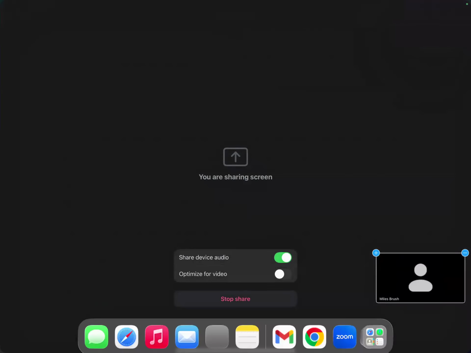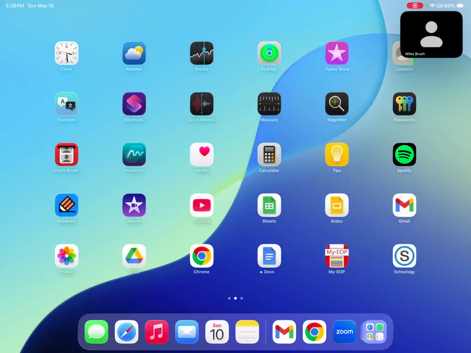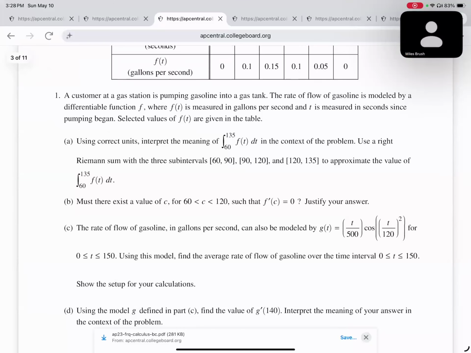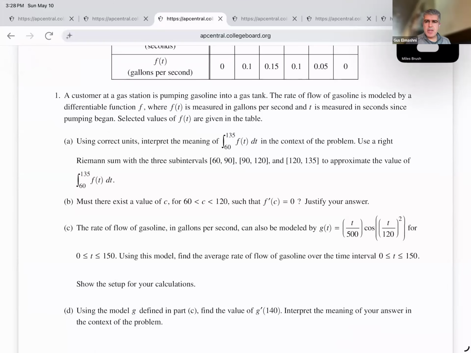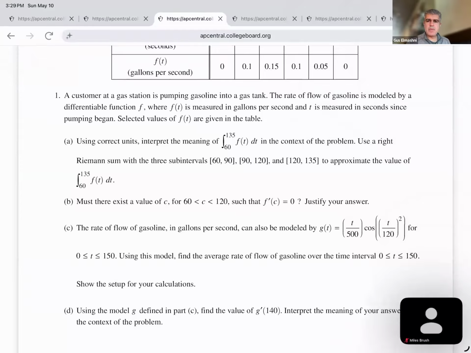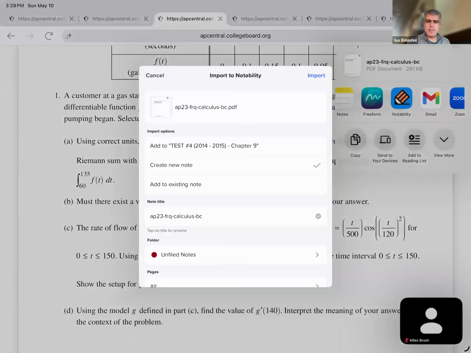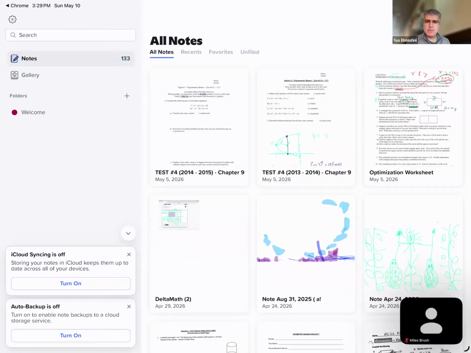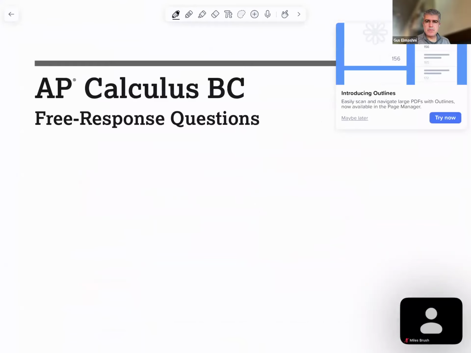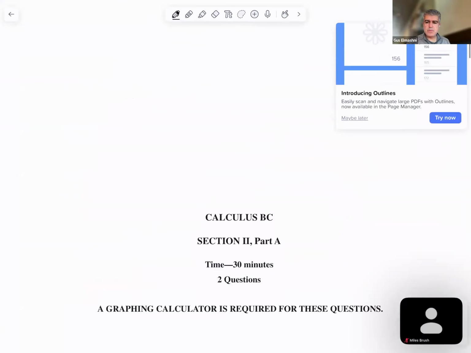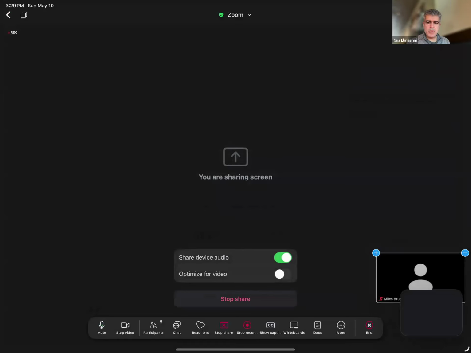Wait, Mr. A, can you explain how to do the right Riemann sum again? Yeah, I'll do it right now. Okay, so let me do this. Like the middle sum. Yeah, let me share this. Yeah, I'm still sharing.